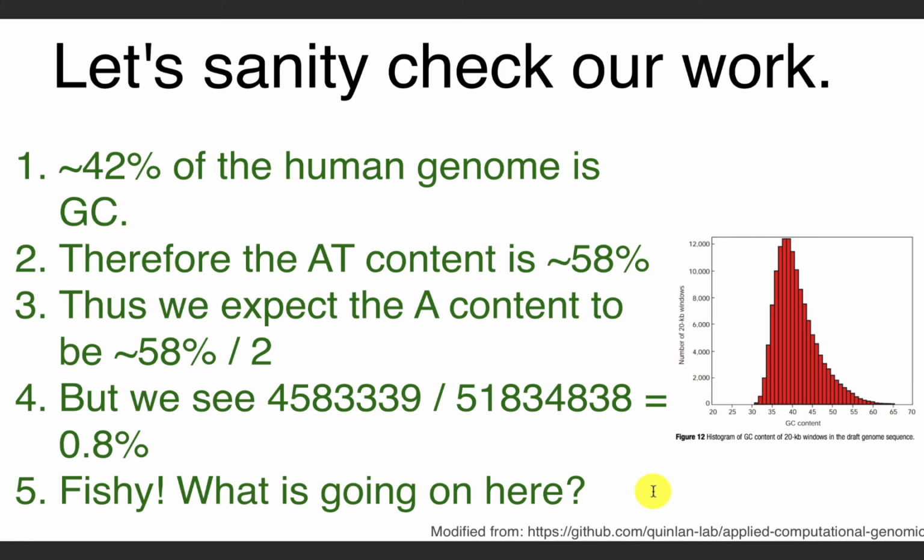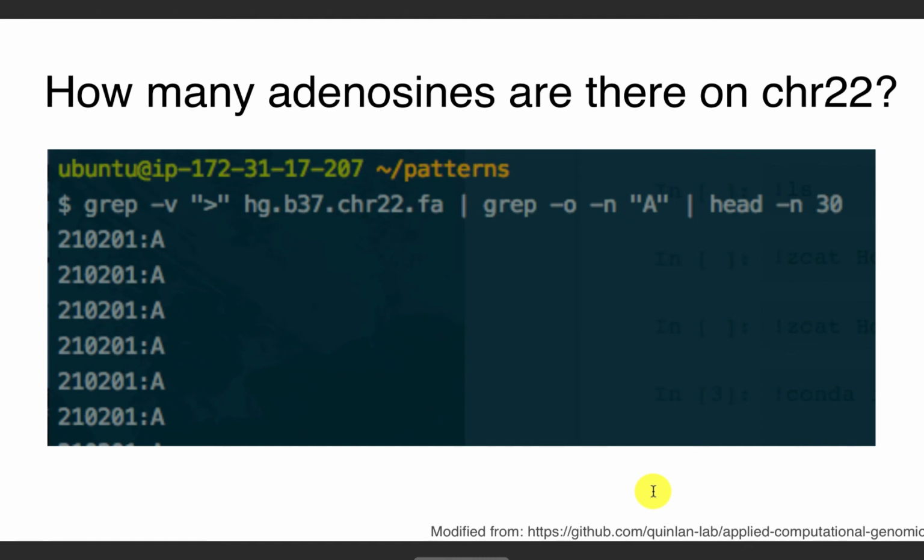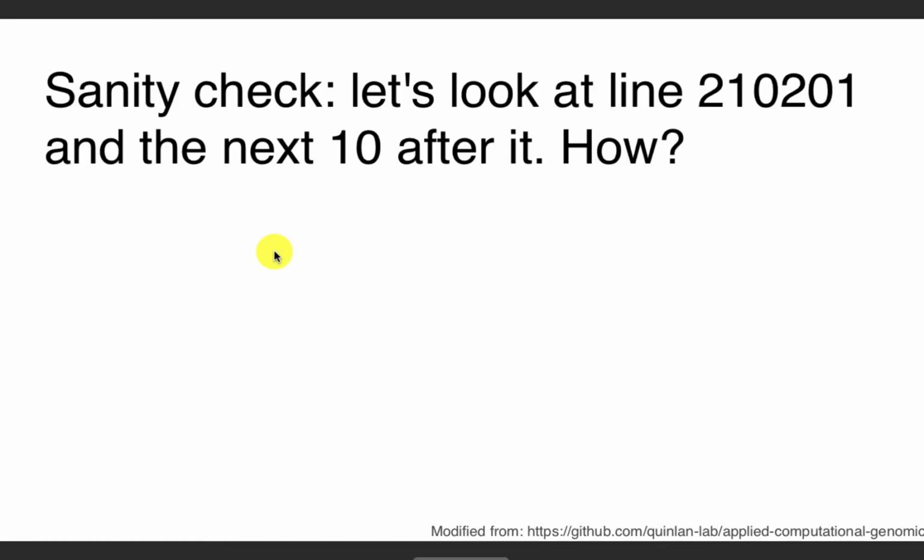So what's going on? Well, let's go ahead and use the -n option when we're grepping to see if we can figure out where our A's are actually being located, and then we can look a little bit around some of those locations. With that -n here, we can see that on this line here, 210,201, we've got a bunch of A's. So why don't we look at a couple lines around there?